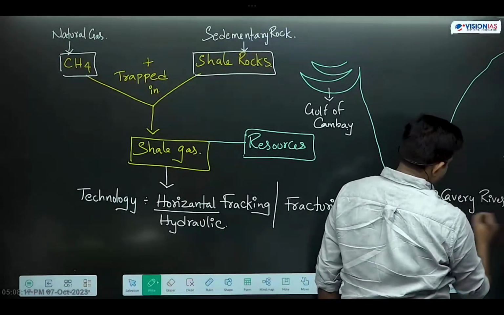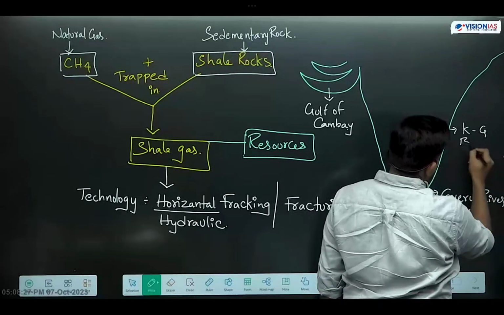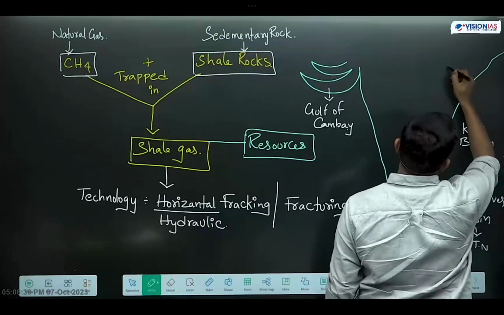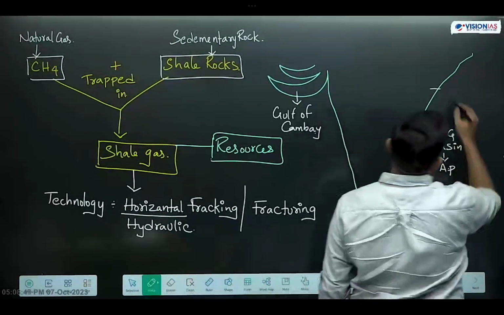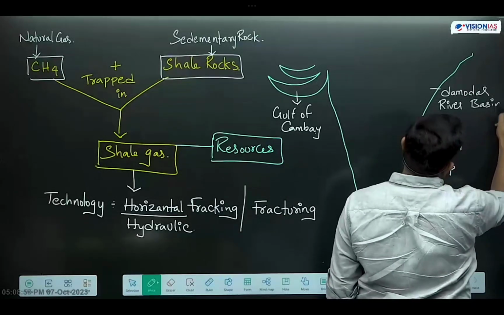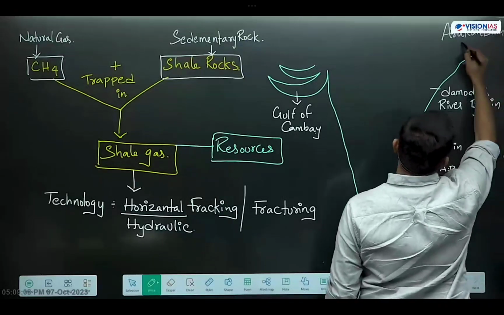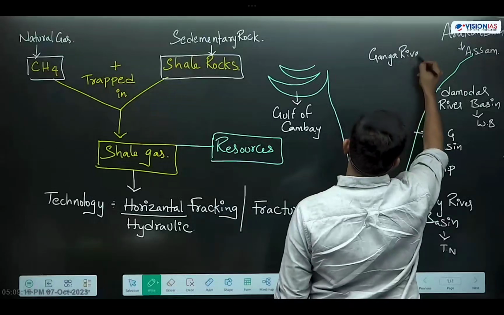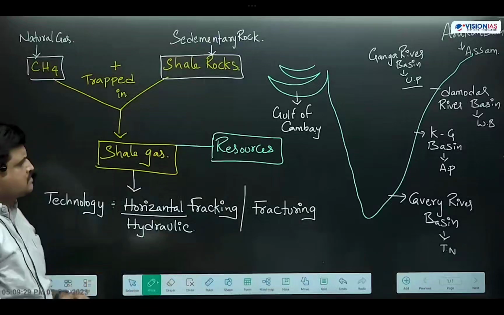Kaveri River Basin in Tamil Nadu. Krishna and Godavari Basin in Andhra Pradesh. Next, Damodar River Basin in West Bengal. Arakan Basin in Assam. And Ganga River Basin in Uttar Pradesh. These are the areas where shale gas resources exist in India.